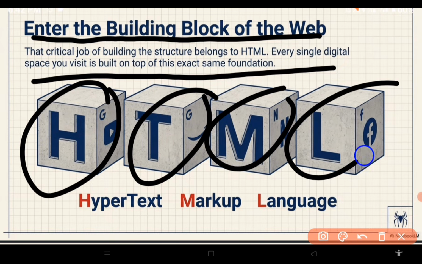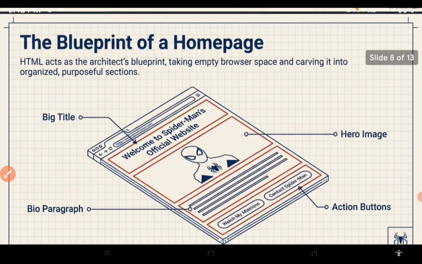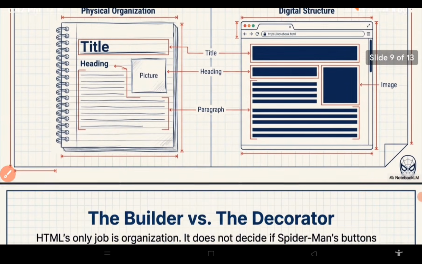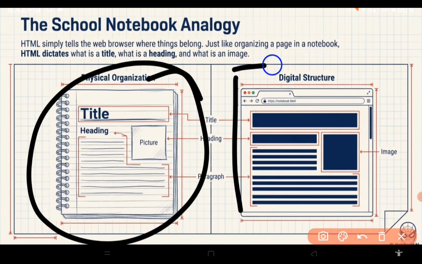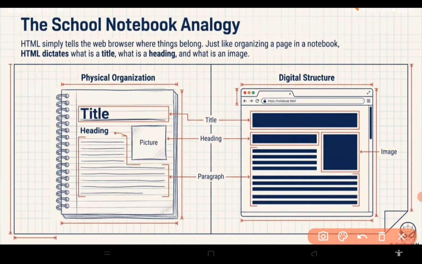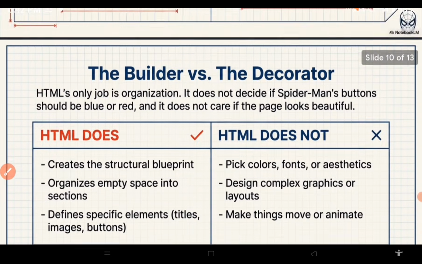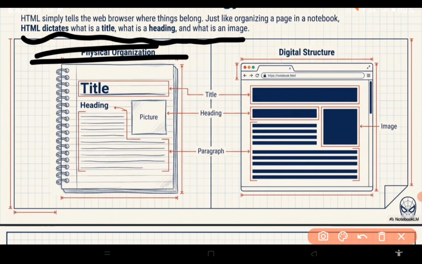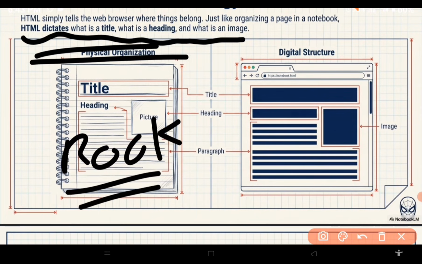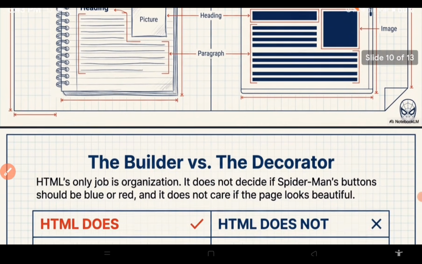HTML doesn't decide what color the button should be or how beautiful the page should look. It only creates the structure. Think about your school notebook. Every page has a title, a heading, some paragraphs, maybe a picture, and sometimes a table. Imagine if all the words, pictures, and headings were mixed together randomly. Reading that notebook would become almost impossible. HTML keeps everything organized so the browser knows exactly where every piece of content should go. That's why websites look clean and easy to understand.